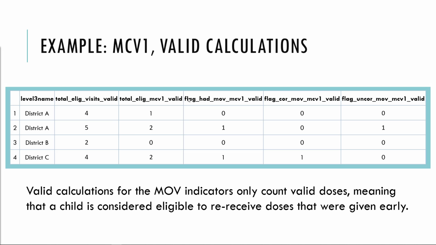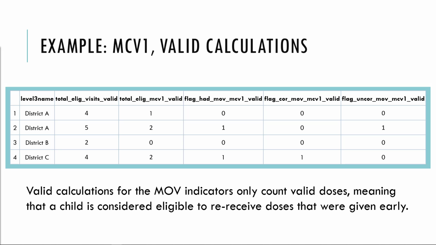Here's another quick example with valid calculation variables, and this time we're looking at the dose MCV1 instead of BCG. Because these variables represent valid calculations, we have the valid suffix, and because these variables are associated with the MCV1 vaccine, that dose name appears in the middle of these variable names. So that's an overview of the required variables for a dataset to be compatible with this tool.